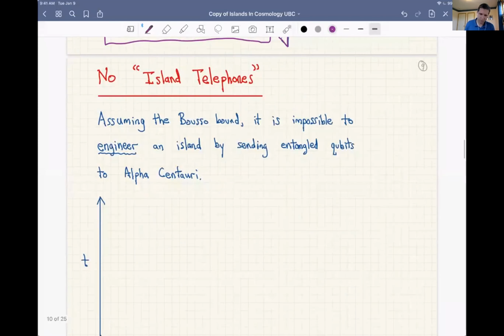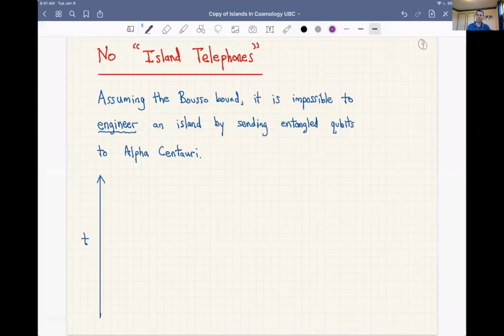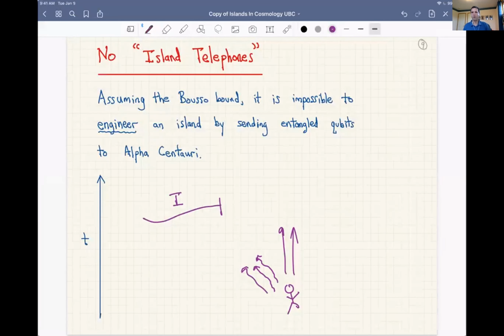So this answers my question about island telephones. The answer is no, there cannot be island telephones. To be more precise, you also have to assume the Bousso bound. So if you assume the Bousso bound, then this Bekenstein condition tells you that it's impossible to engineer an island by sending entangled qubits to Alpha Centauri. So let me sketch that argument. Say we're the experimenters here, and we're going to try to send some qubits to Alpha Centauri while we stay in our lab. And then we're going to hope to produce an island at some later time that's very far away.